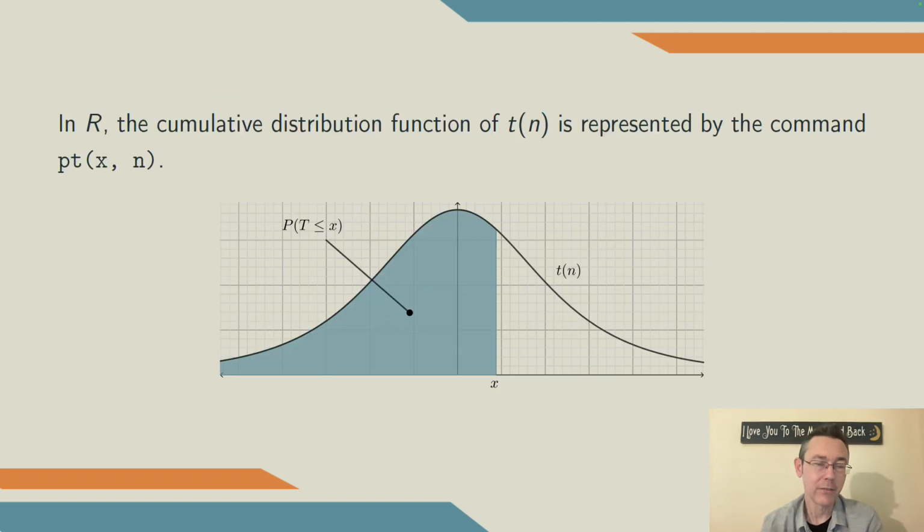You should do CDF calculations for a t-distribution using technology. I use R, where the command is pt of x comma n. That's the probability to the left of the value x under the distribution t of n, so n degrees of freedom, like I've got it pictured here.